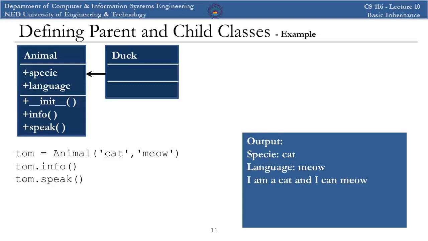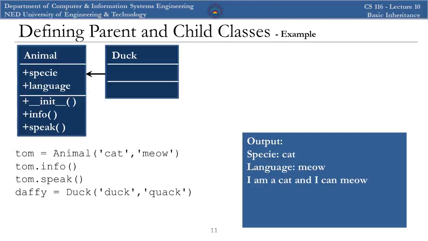Now let's instantiate an object of class duck, the child class. Here's the statement: I'm initializing an object called Defi, of duck type, and I'm passing two parameters within parentheses, duck and quack. By passing these parameters, I expect that duck will be set as species, that instance variable is species, and quack will be set as the language, right?